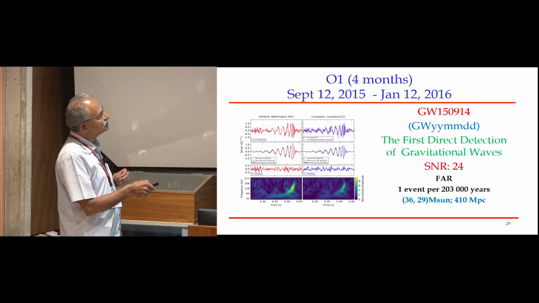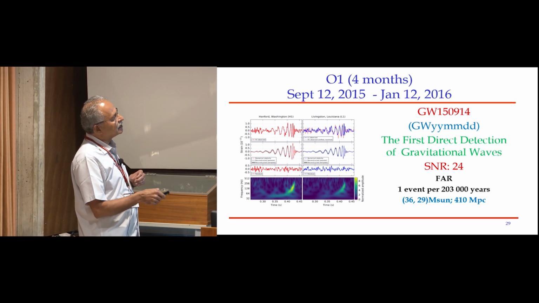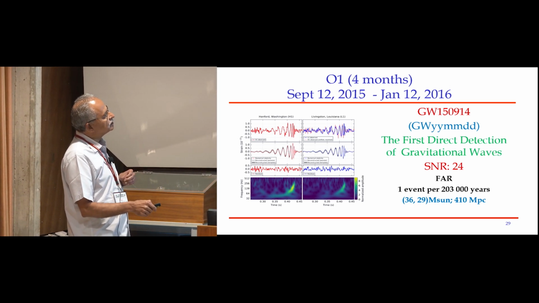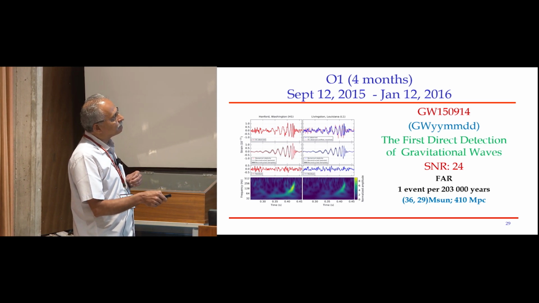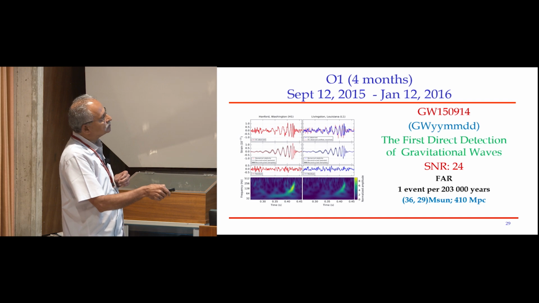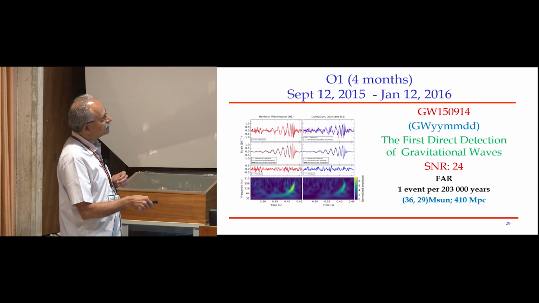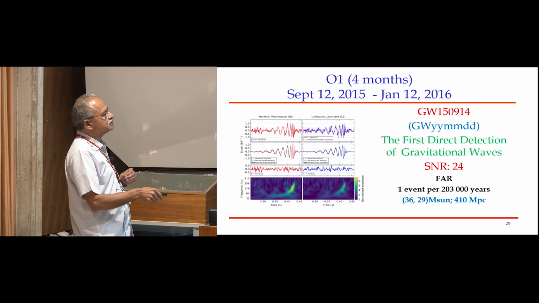The first observational run of the advanced detector began on September 12th and lasted for about 4 months. Just a few days after it was switched on, on 14th September, we saw in the LIGO detectors at Hanford and Livingston a telltale signal.